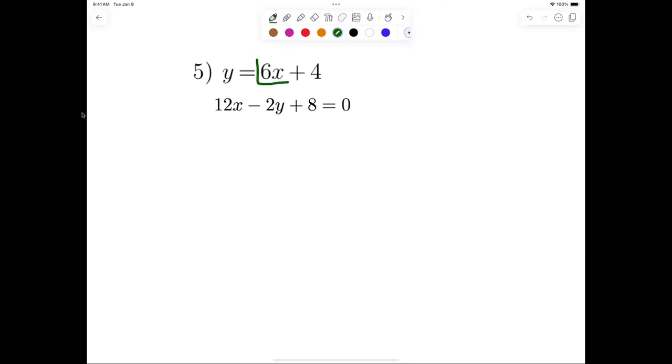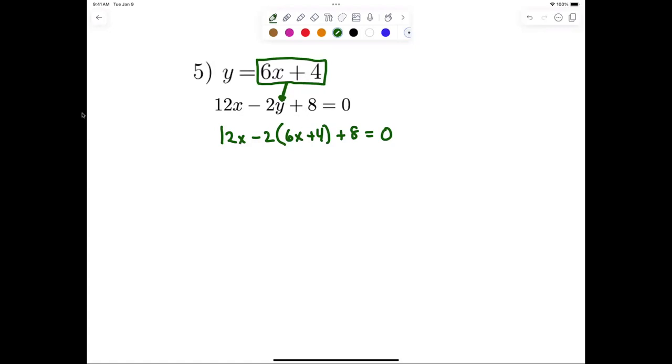What does y equal? So wherever I see a y, I need to put 6x plus 4. So 12x minus 2, parentheses, 6x plus 4, plus 8 equals 0. Does everybody agree with that? See that y? I just put in 6x plus 4. That's it.